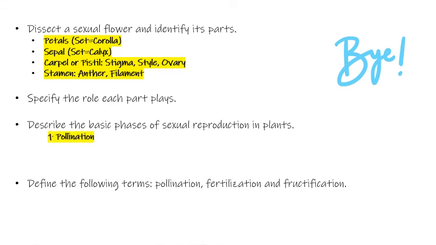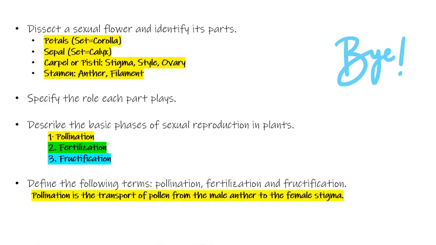What are the basic phases? What are the steps of sexual reproduction? We consider it sexual reproduction since we need both male and female to make the babies. So first step, pollination. We need to move the pollen from the anther to the stigma. Second, fertilization. Fertilization is when the pollen grains or the sperms meet the ovules, and fructification is when the ovary becomes a fruit.